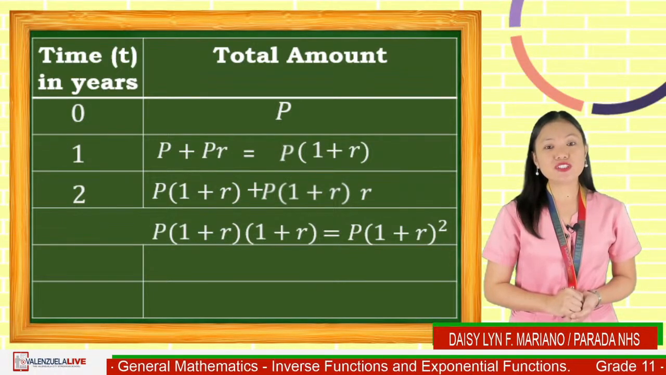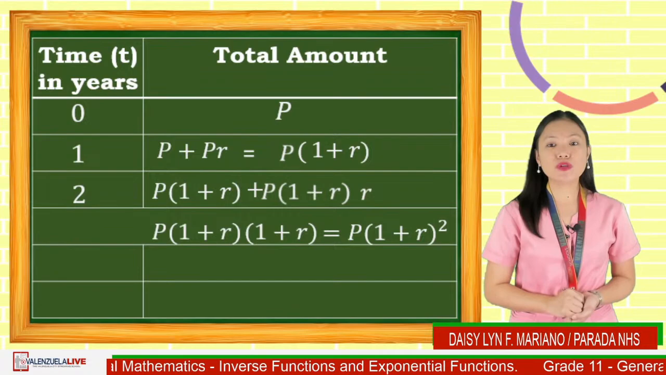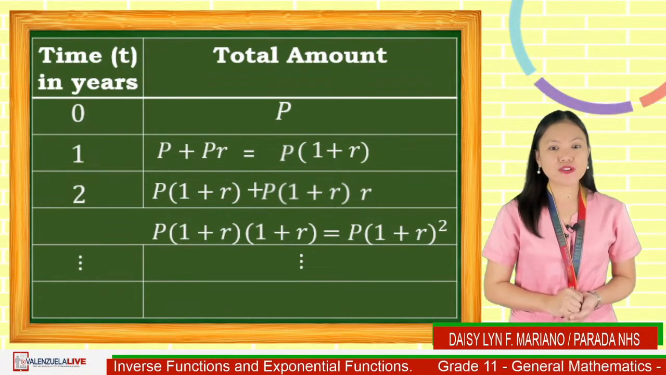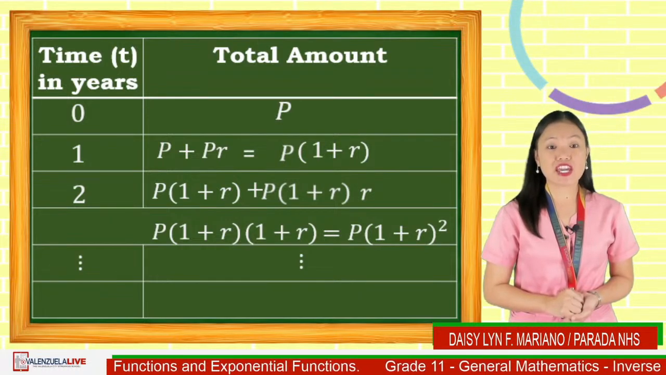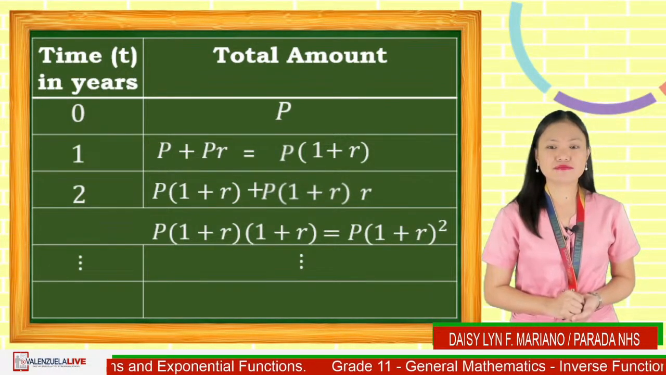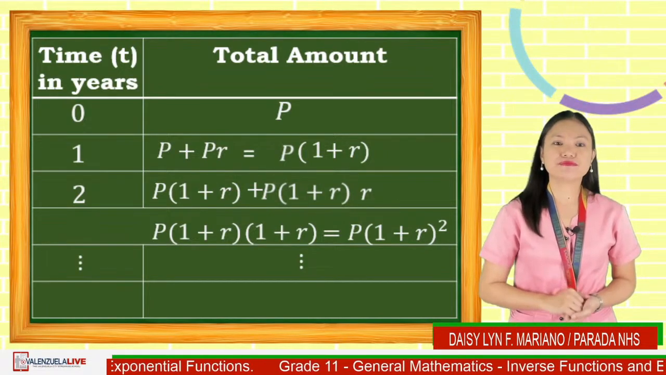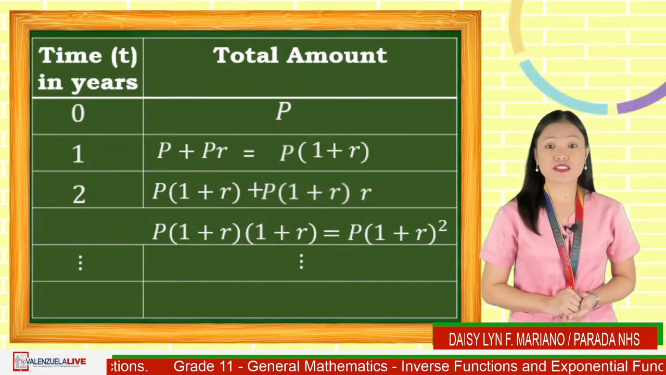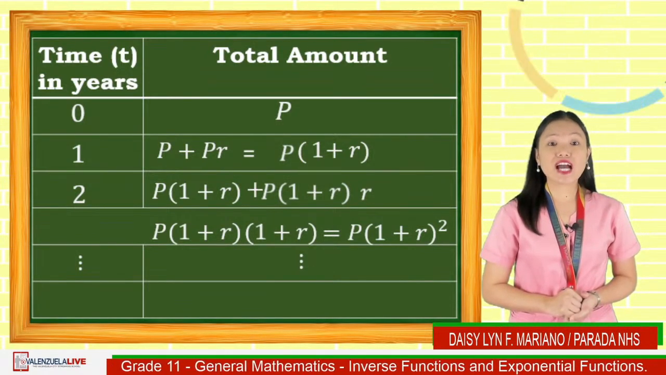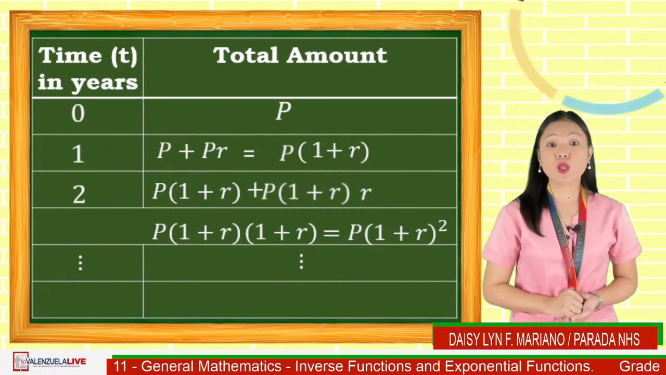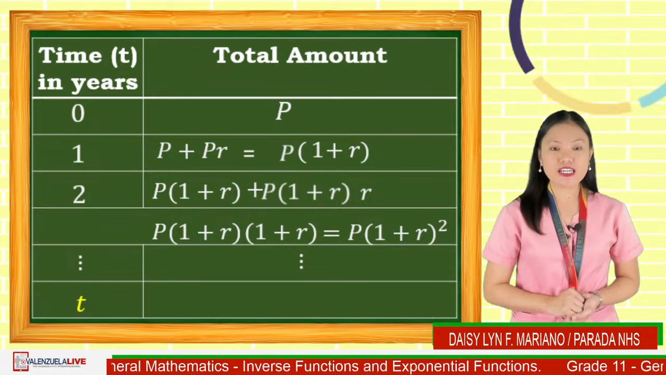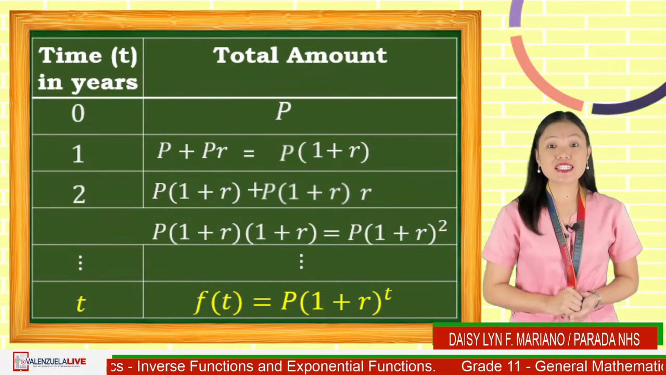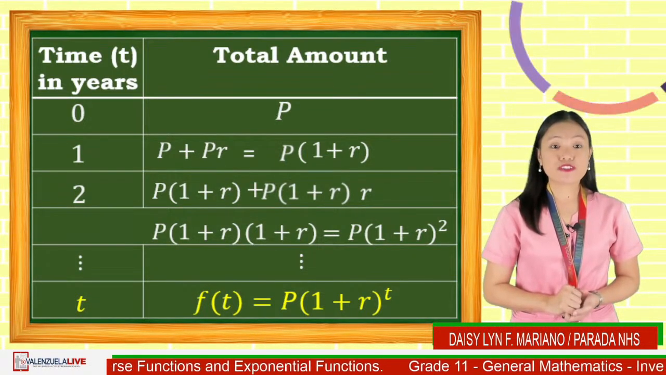If this will continue, how could we model this exponentially? Observe now the total amount and the time in year. Can you see a pattern? Very good. The expression P times quantity 1 plus r is fixed, and the exponent is the time reflected on our first column. So, f of t is equal to P times the quantity 1 plus r raised to t is the exponential model for this.